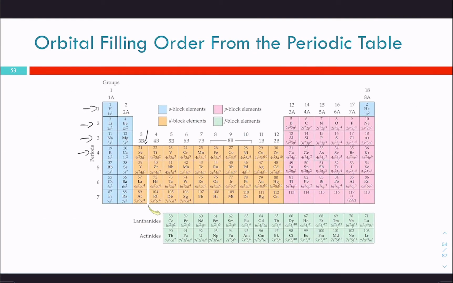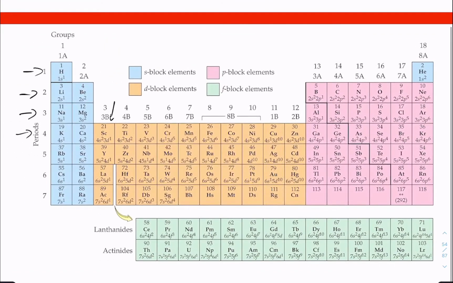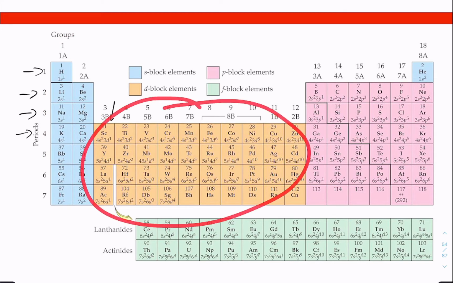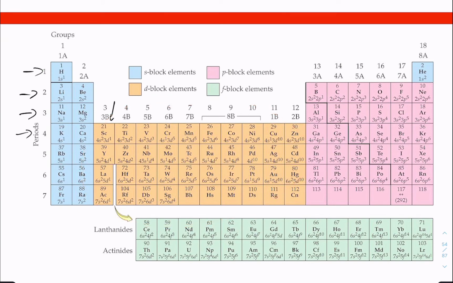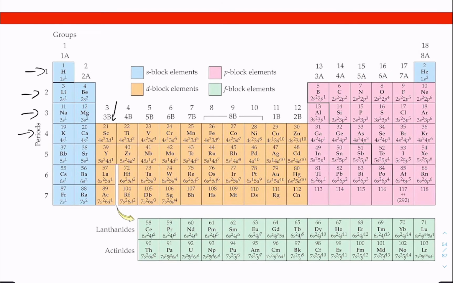You can also look at the periodic table, though, to figure out what order to fill in these orbitals. So we talked about how these different parts of the periodic table, which you can actually see the different colors, correspond to different types of orbitals. So all of these elements have their highest energy electrons in an s orbital. Everything in the middle has its last electron filled in a d orbital. And the pink over here, all of those have their highest energy electron in a p orbital.